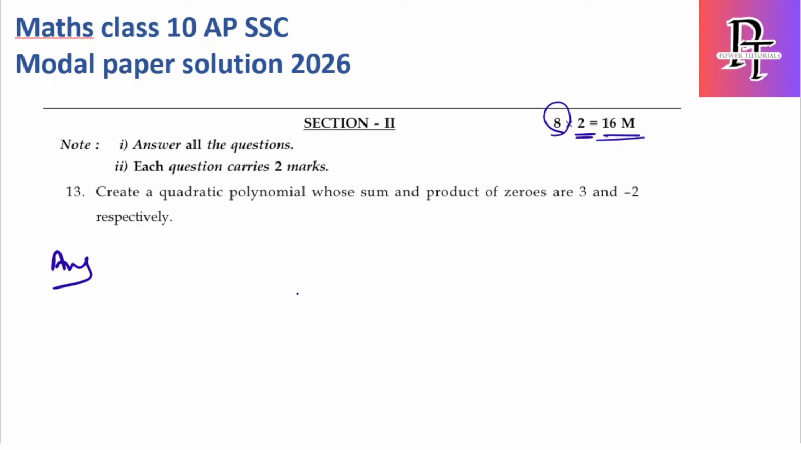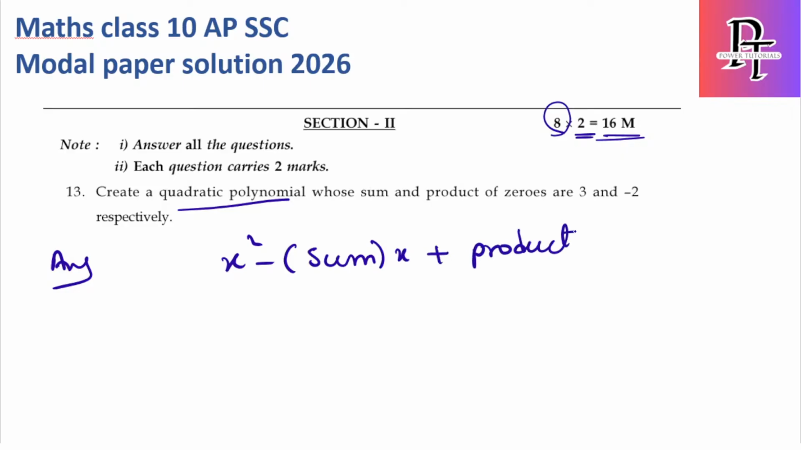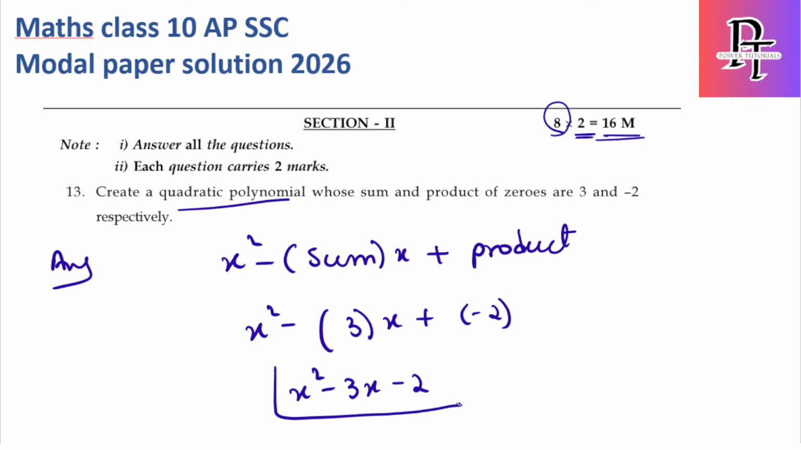And here also we don't have any option, we have to solve each question, and each question will carry 2 marks. Create a quadratic polynomial whose sum and product of the zeros are mentioned. For this type of quadratic polynomial where sum and product are mentioned, the standard equation is x square minus sum of zeros into x plus product of zeros. Okay, so simply substitute the values. It is x square minus sum, which is 3x, plus product of zeros, which is minus 2. So the final answer is x square minus 3x minus 2, the quadratic polynomial.